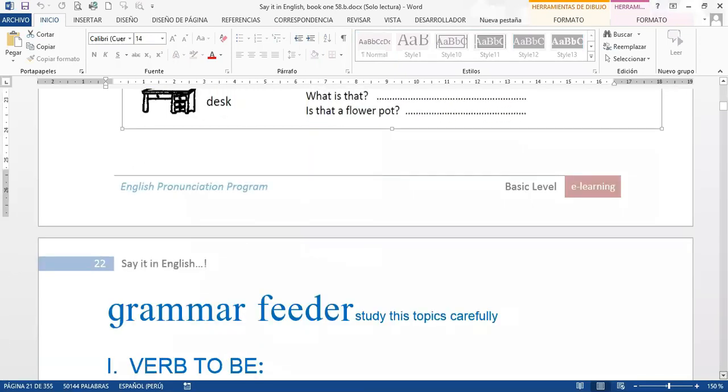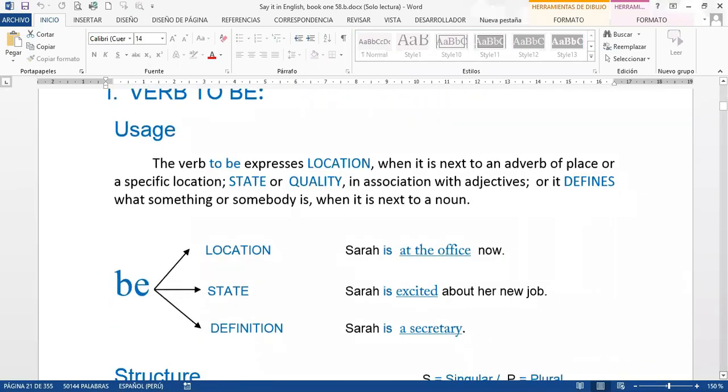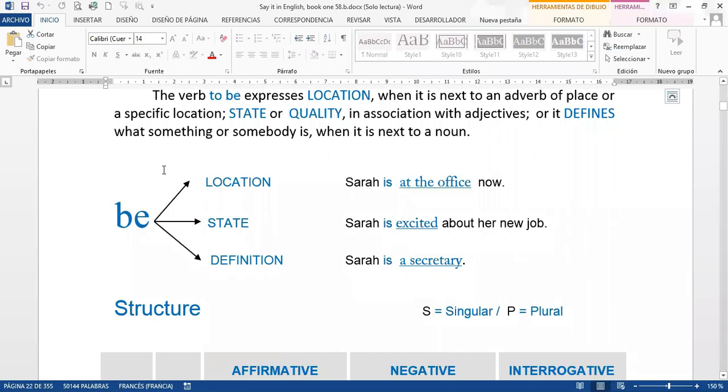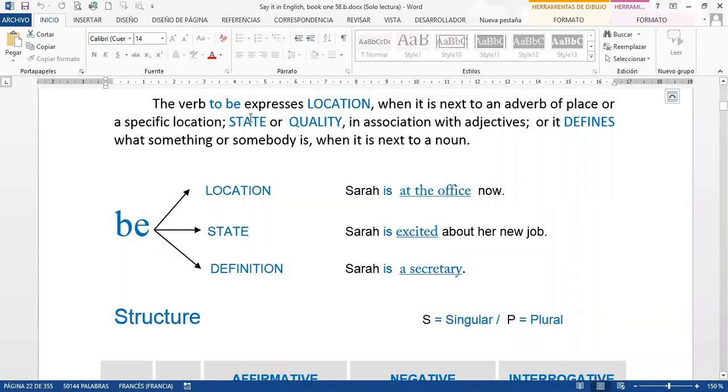Okay, very well. Now we have some grammar. Some of you need grammar to reinforce your knowledge about English. It's important to know a little bit about grammar. The verb to be expresses location, when it is next to a place or a specific location. We can use the verb to be to talk about a location, a state, or a quality. Example, location: Sarah is at the office now. So with the verb to be, we mention a location or a place.